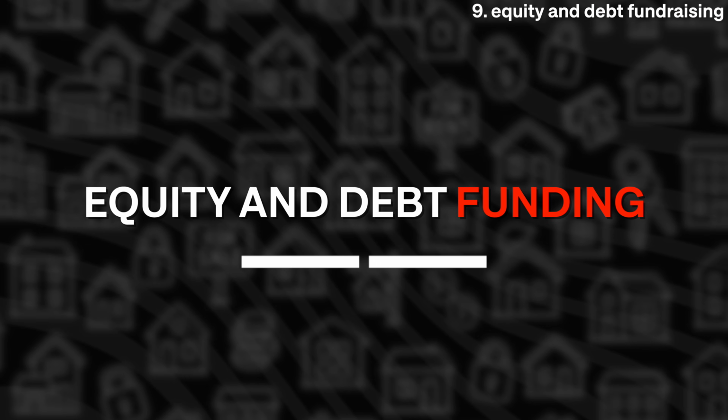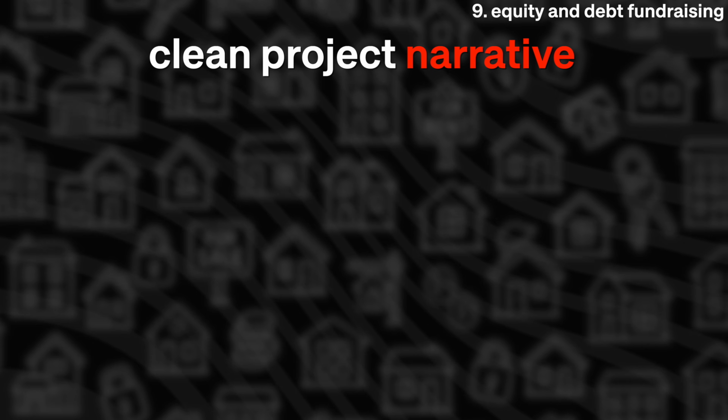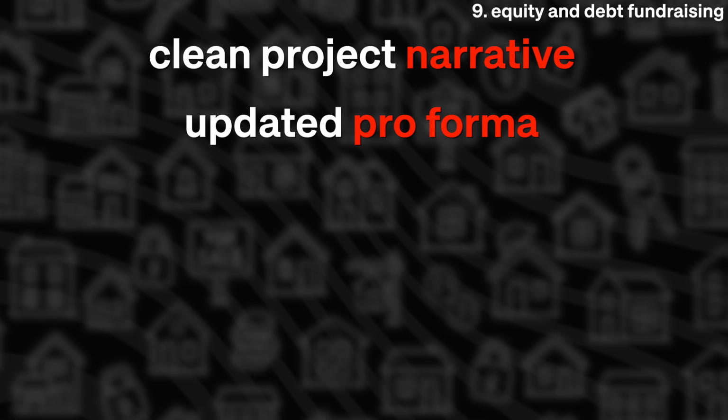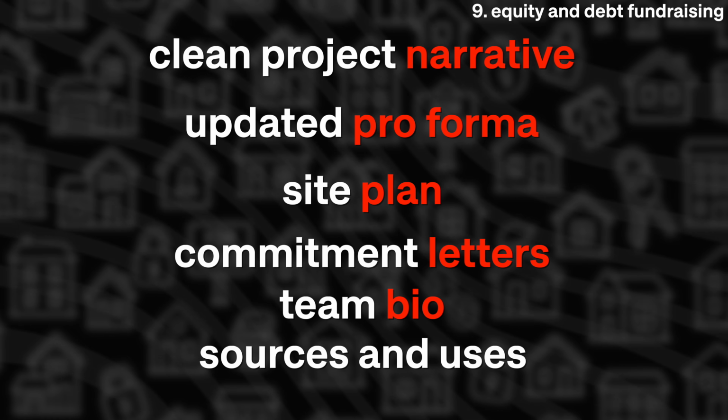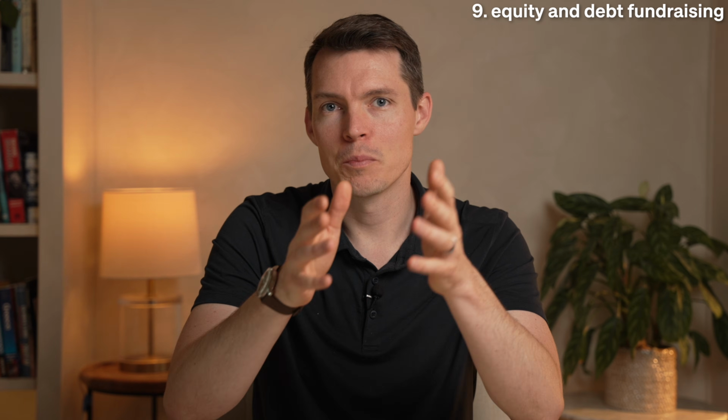Once you've received your tax credit and bond commitment letters from the state agency, then it's time to raise your debt and equity. Start by pulling together a clean project narrative, an updated pro forma, your site plan, your commitment letters, your team bio, and your sources and uses. This is what you'll send to your potential investors or lenders. So make sure it's professional, well-organized, and clearly communicates your vision and the project's feasibility.